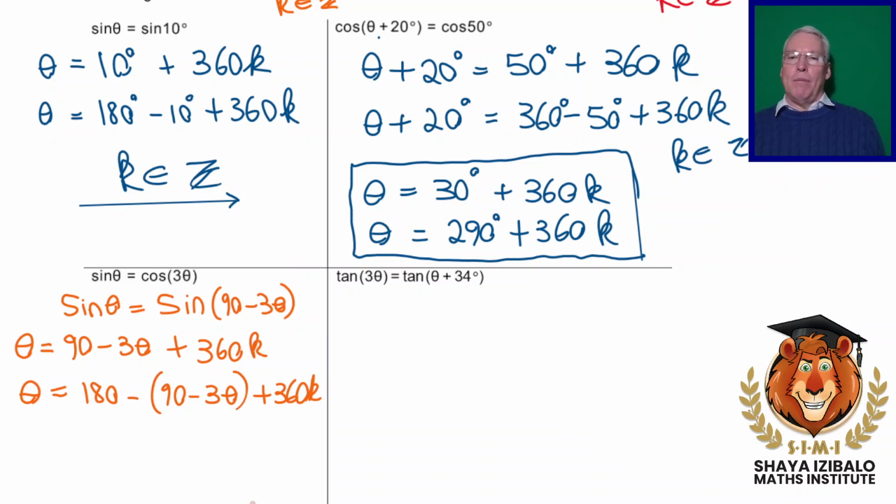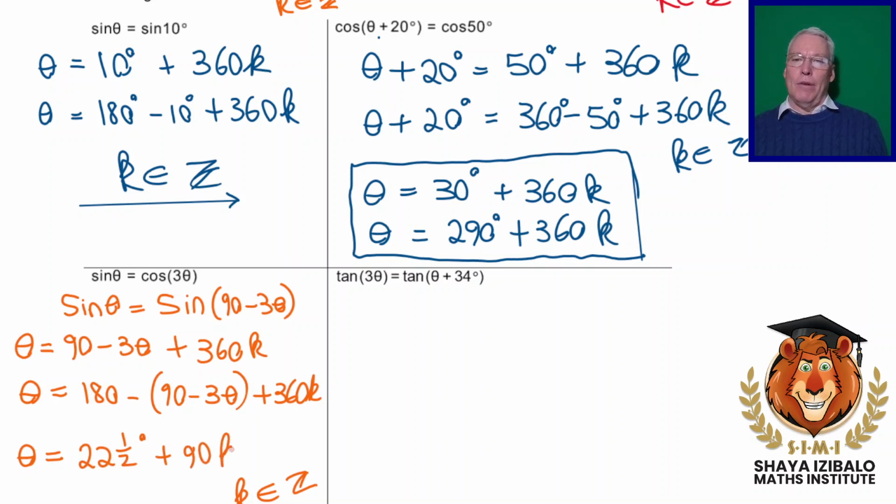And for each of them we must remember to write down that k is an integer. Okay, right. From here it's just algebra. We add 3 theta to both sides, we get 4 theta, and when we divide through by 4, we get 90 over 4, which is 22.5 degrees, plus 90k. That's the top one.